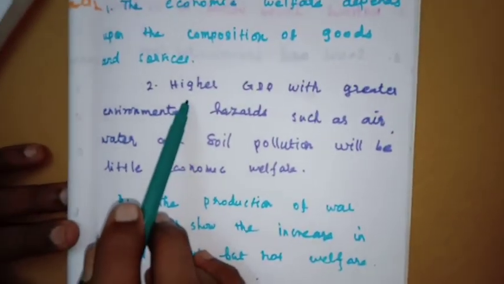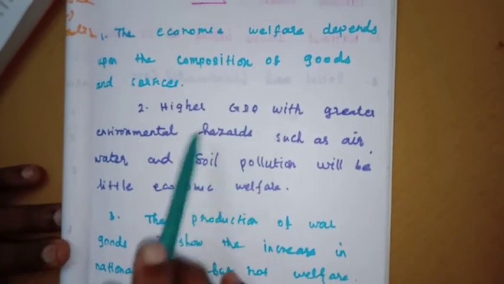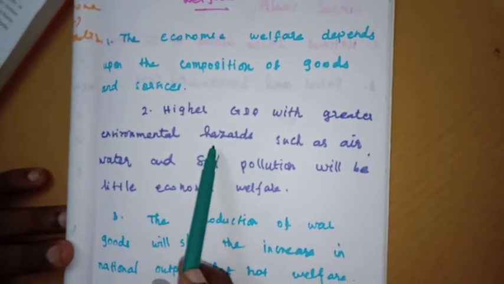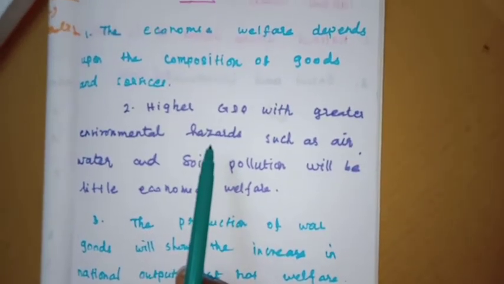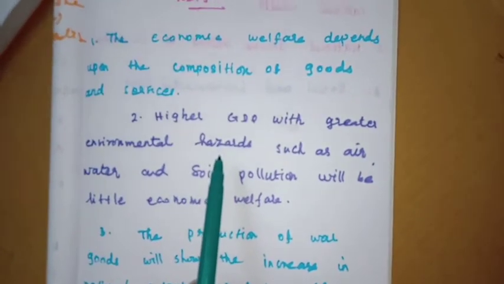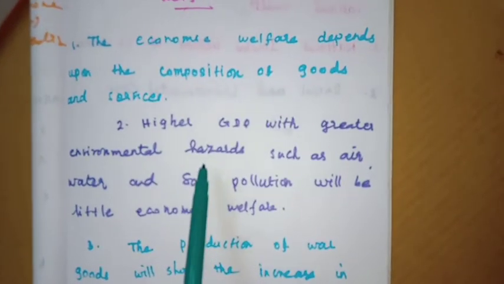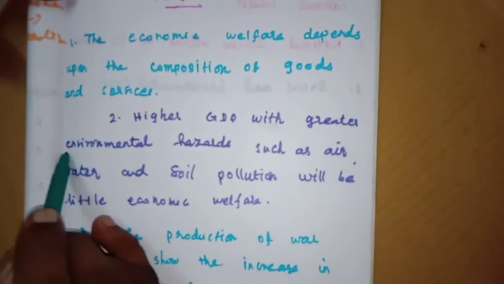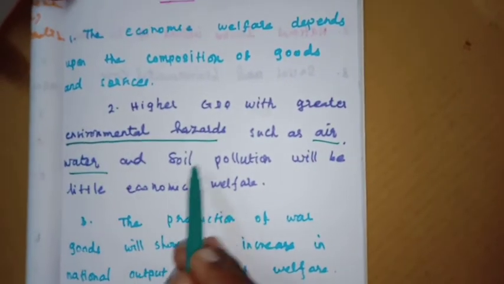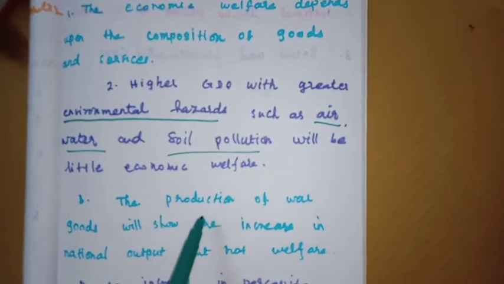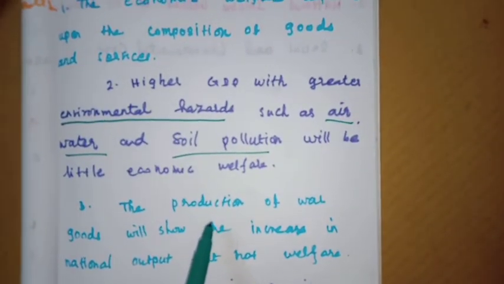The next point is that a higher GDP, gross domestic product, comes with greater environmental hazards. For example, when we give importance to the industrial sector, the industrial sector simultaneously affects natural resources and creates environmental pollution also. That means environmental hazards such as air, water and soil pollution will be higher; compared to economic welfare, the pollution will be more.